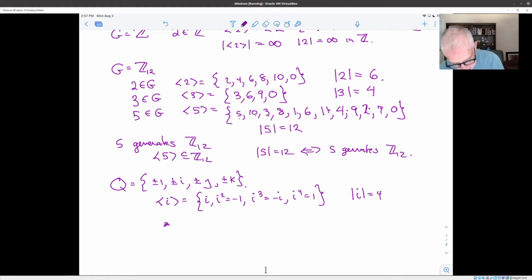What about minus 1? If you take the subgroup generated by minus 1, it contains minus 1 and 1, because it goes minus 1, and then you square it, you get 1, you cube it, you get minus 1, fourth power, you get 1, and so on. And so the order of minus 1 is 2. None of these elements have order 8, so this quaternion group isn't cyclic. It's not generated by one element.